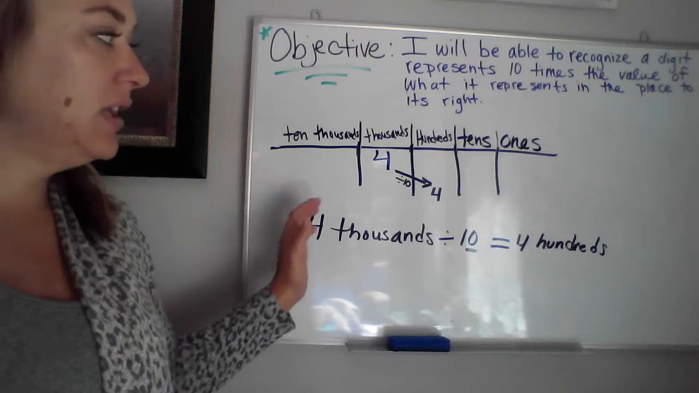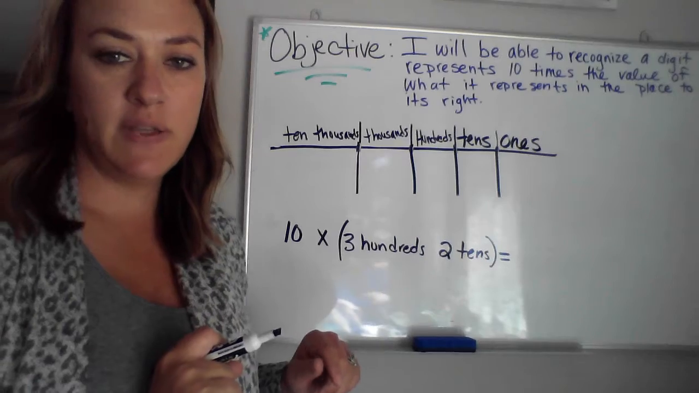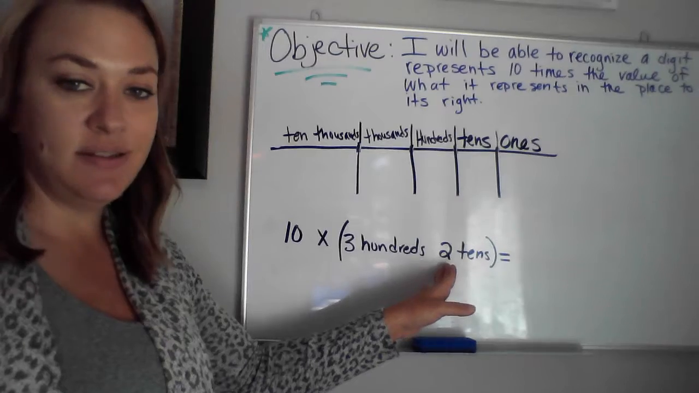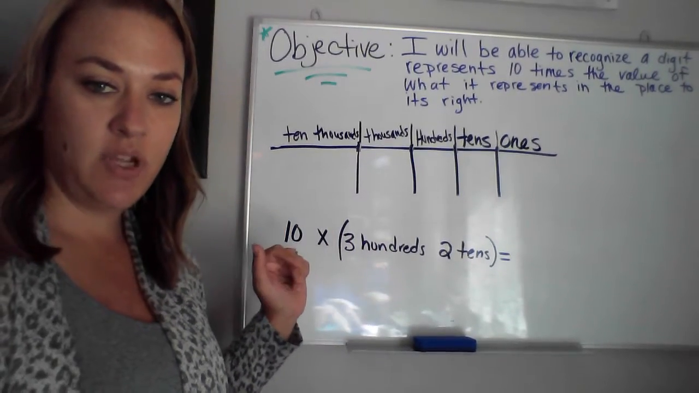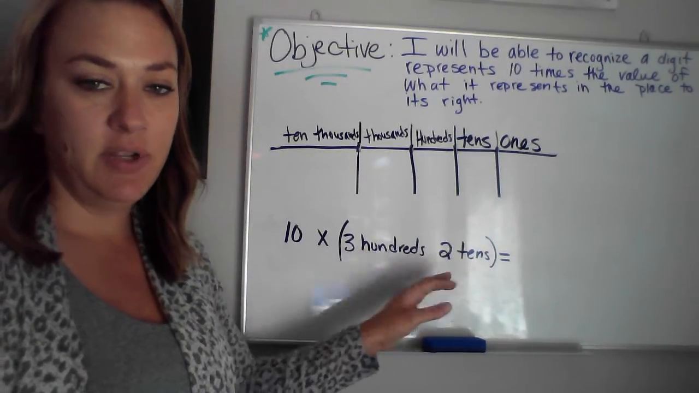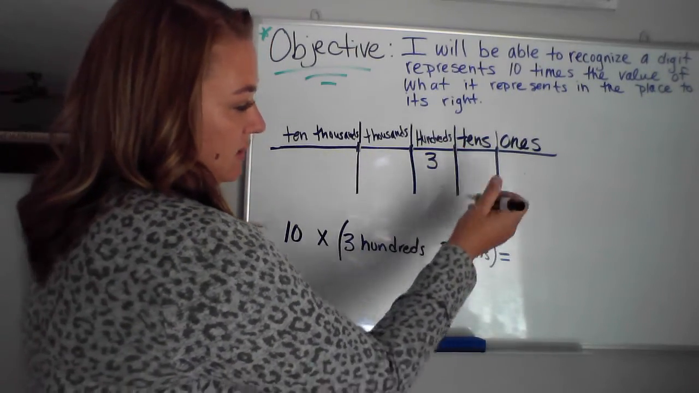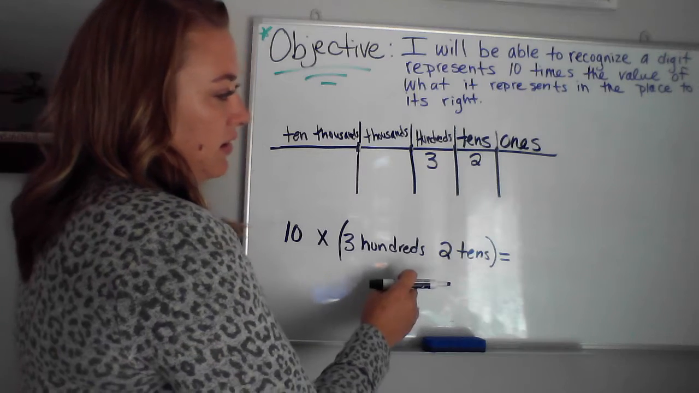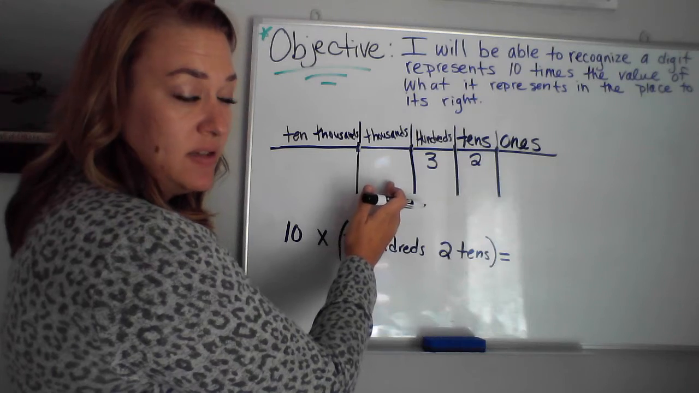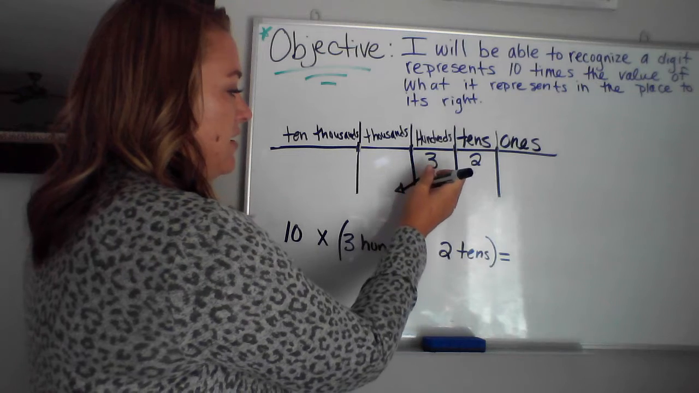Now let's look and see what that's going to look like if I have digits in multiple place values. Okay, so here's our equation. I have 10 multiplied by 300s and 2 10s. Don't let the parentheses change what you're thinking. It's just letting us know that we have multiple values in here. So I have 300s. Put my 3 in my hundreds place, 2 10s, 2 in my tens place. And if we're multiplying, each of our place values is going to move 1 to the left because we're multiplying by 10. Okay, so I'm going to take my 3 and multiply it by 10.